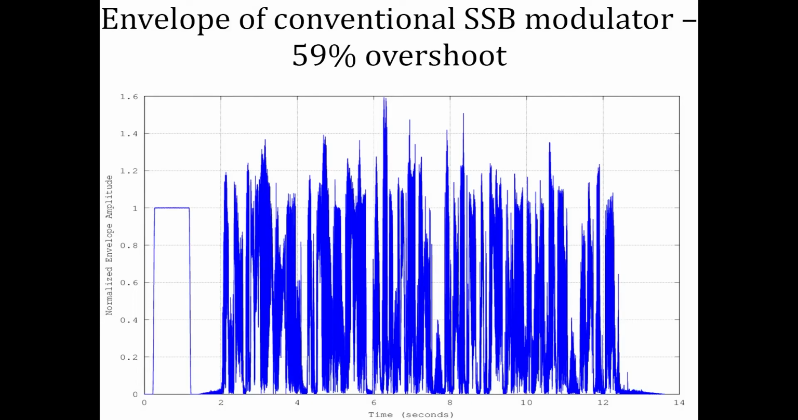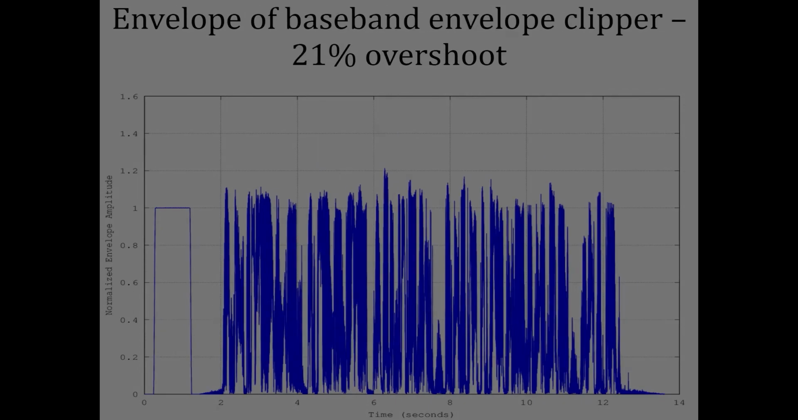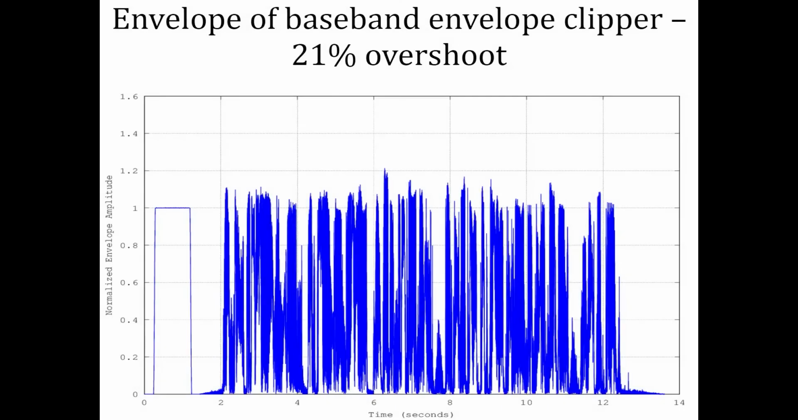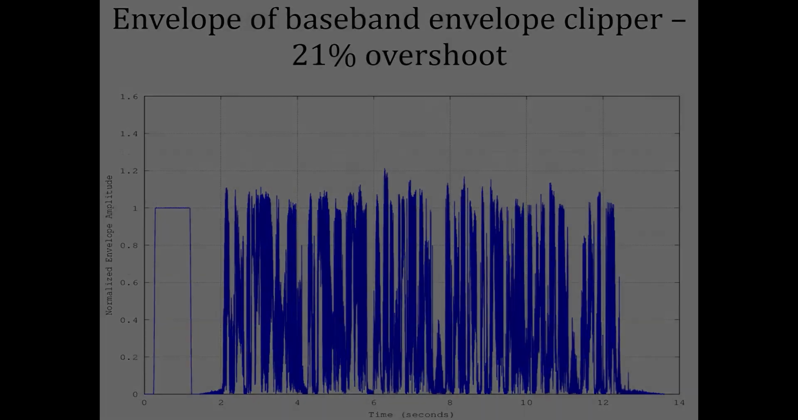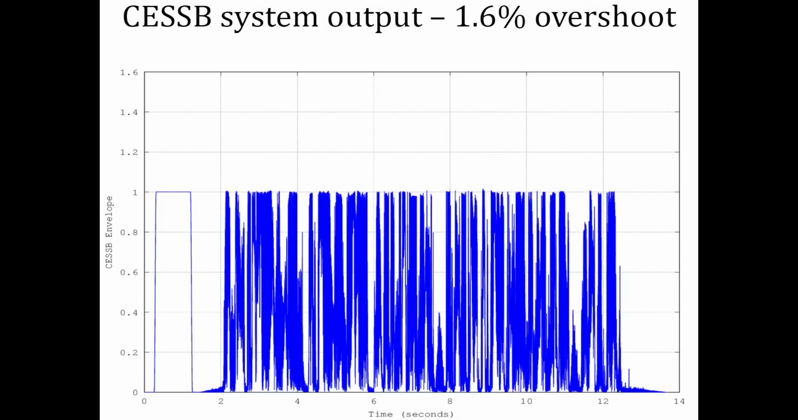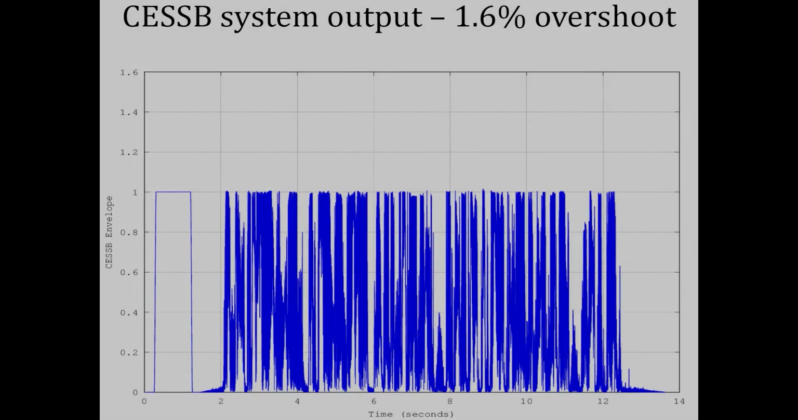First, here is the envelope coming out of the first block, the conventional sideband modulator. Overshoot is 59%. That would be 253% of the reference tone power. After the baseband envelope clipper, we are now down to 21% overshoot. And here is the final CESSB output. Now that's what I'm talking about. Overshoot is just 1.6%. The bandwidth is limited and clean as a result of the final bandpass filter, and the amplitude is accurately limited too. This is just what we want, to be loud and clean without splatter.